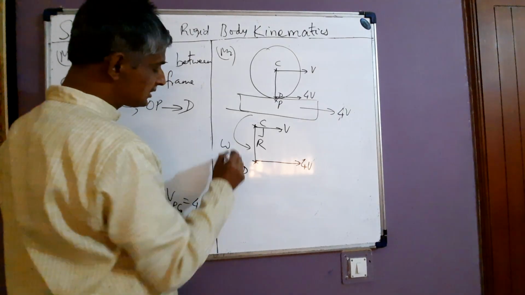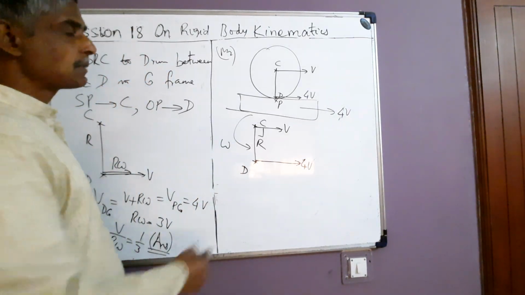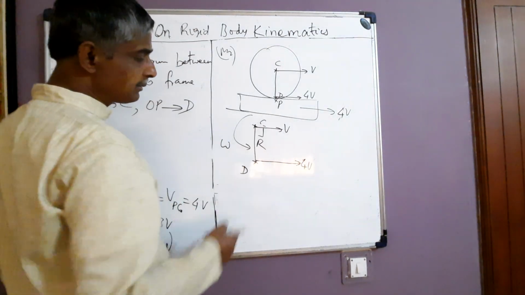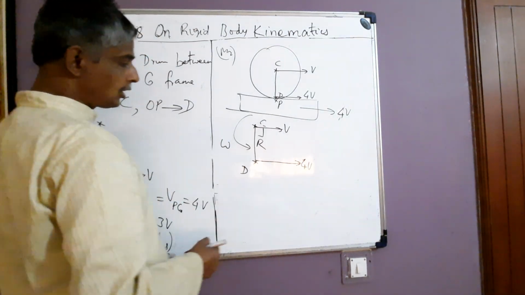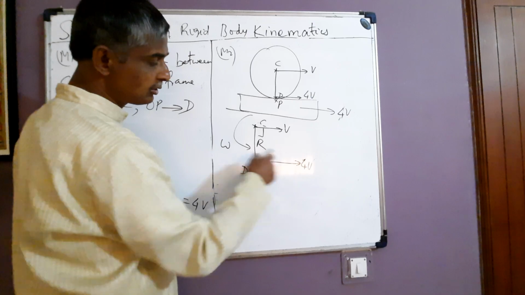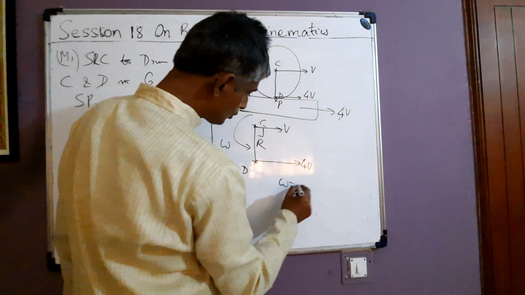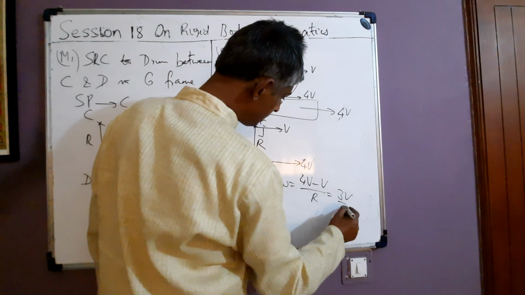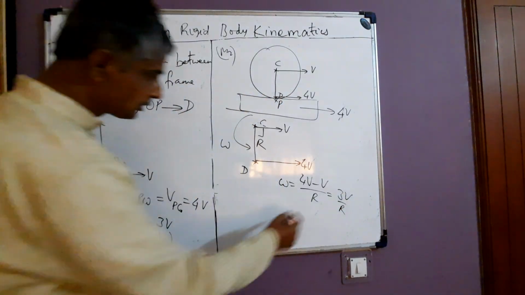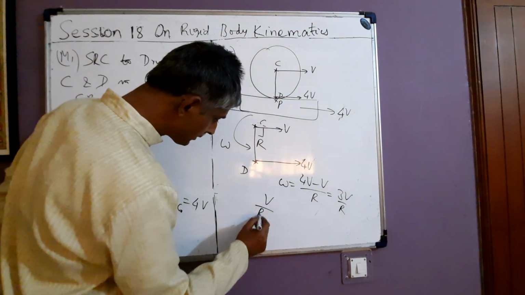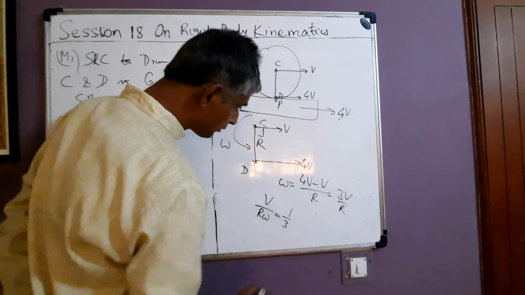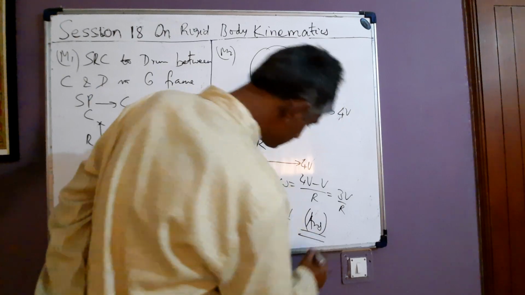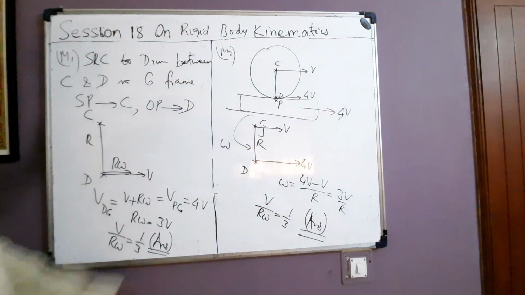Angular speed of line CD is omega, same as the angular velocity of drum with respect to ground. Now omega is equal to relative normal speed by separation. Now relative normal speed will be 4V minus V, because they are in the same direction. So omega is equal to (4V minus V) by R, which is 3V by R. Therefore it follows from this relation that V by R omega is equal to 1 by 3. So this is the required answer. This is solved with method 2.